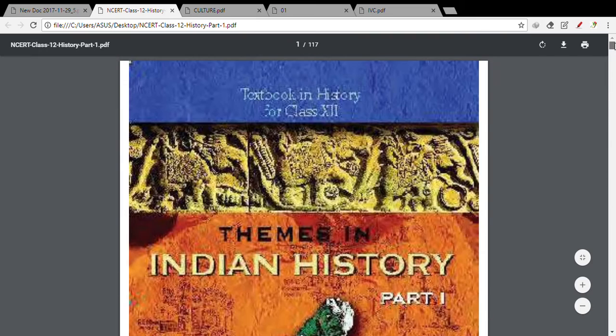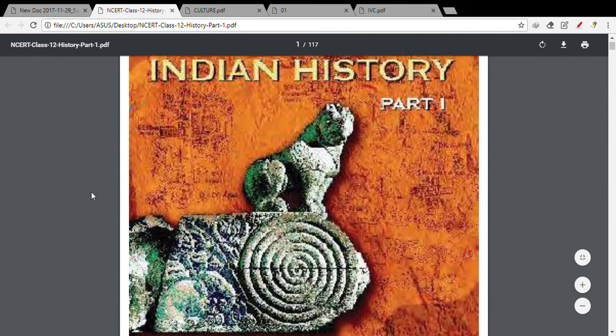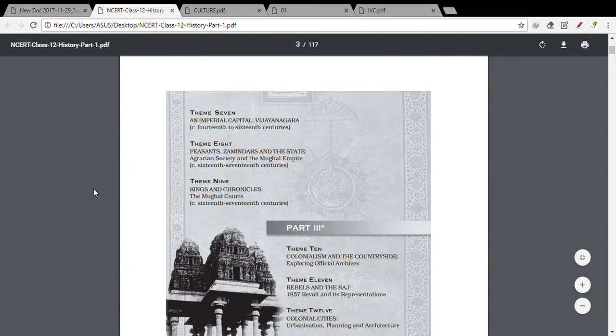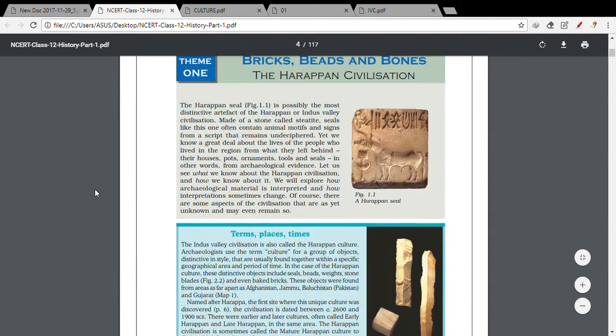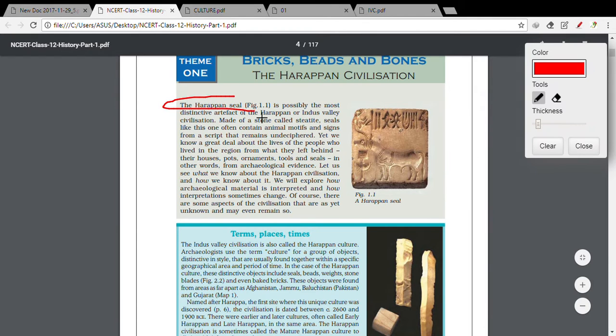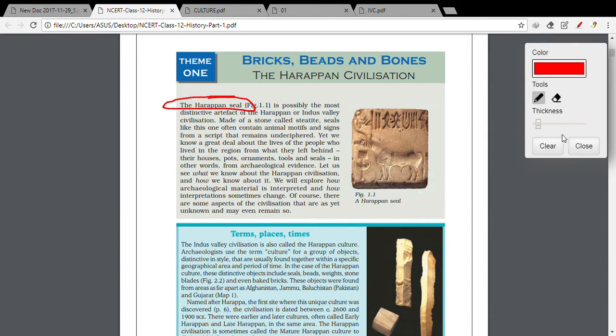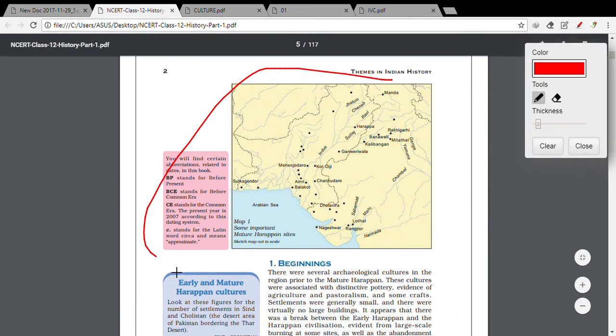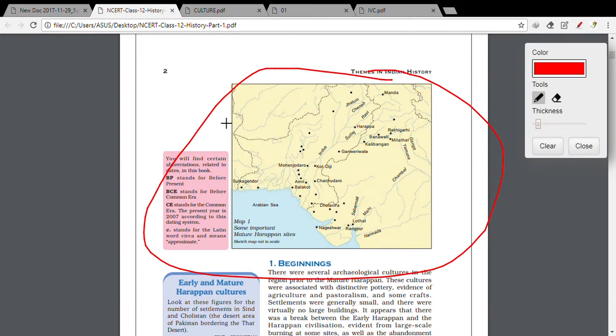So today I'm going to cover chapter 1 from the class 12 Themes in Indian History Part 1 book. Now this talks about the Harappan civilization, and some important things I'm going to cover are the Harappan seal, and then we'll move on to the map which contains various sites of that Harappan civilization.